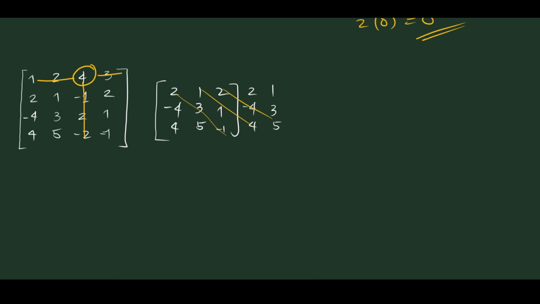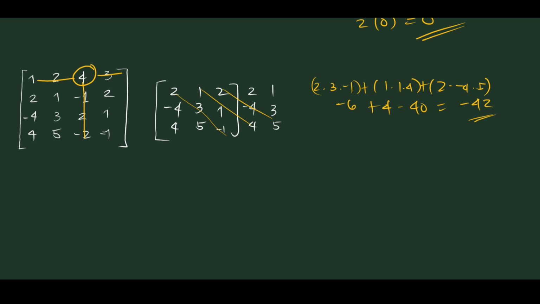So what is this? 2 times 3 times negative 1 plus 1 times 1 times 4 plus 2 times negative 4 times 5. So this is negative 6 plus 4. And then what's this? Negative 8 times 5, so that would be negative 40. So what do we have here? Negative 46 plus 4, that would be negative 42.